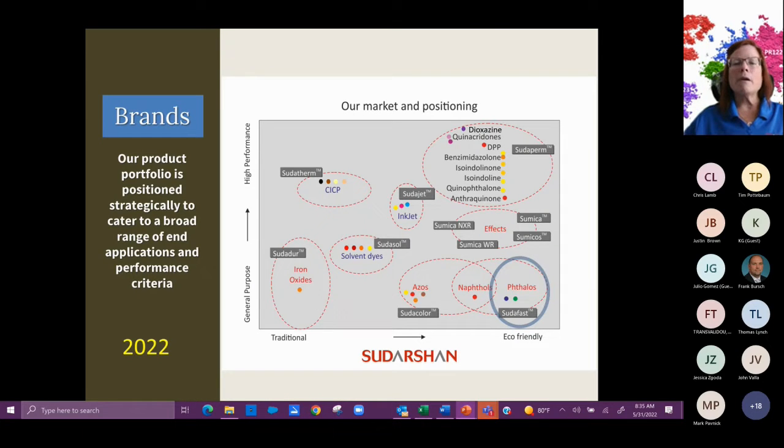So our phthalates are a part of our Sudafast brand of pigments. They're also included in our Sudajet for the inkjet applications.